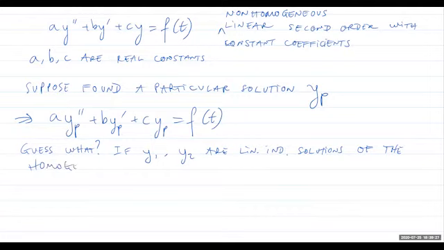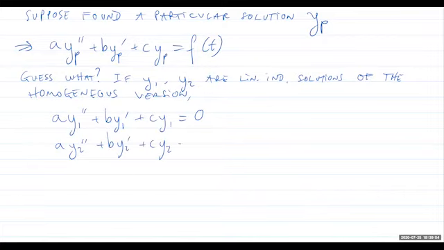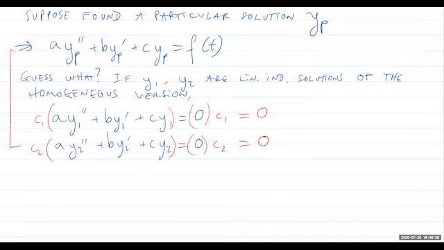So if those are linearly independent solutions of the homogeneous version, then plugging them in, we should have it all equal to 0. a y1 double prime plus b y1 prime plus c y1 should be 0, and the same thing with y2. If we multiply the y1 equation by some constant c1, then the right-hand side is still going to be 0, and the same thing with the y2 equation, multiplied by c2. The right-hand side is still going to be 0. So now we have three equations. We're going to add them side by side and check out what happens.